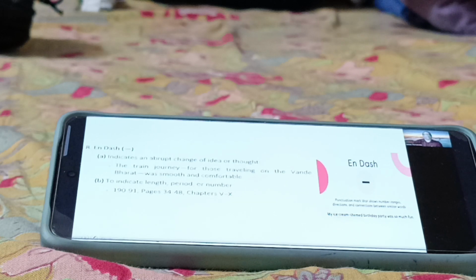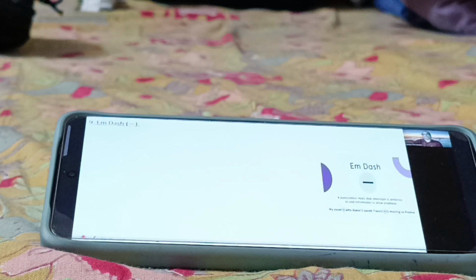Chapter 5 to 10. Em dash. A longer dash. We don't use this as often, but it's good to know. So it's longer than the en dash and it's used to set off a parenthetical phrase or to emphasize a point. So it's often used in place of parentheses or commas.